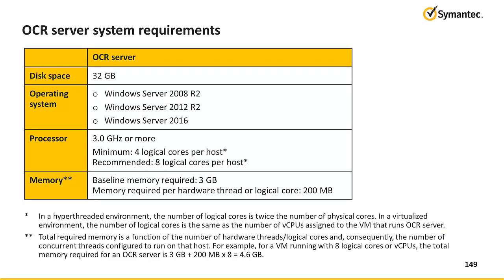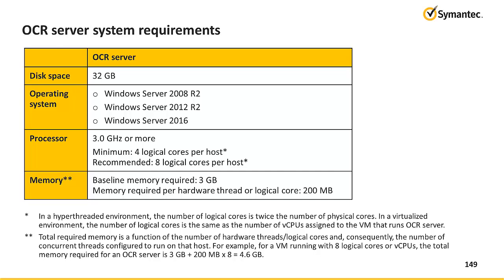OCR servers, whether they are virtual or physical, should not run other applications. In other words, they should be dedicated just to OCR. Additionally, OCR servers have different hardware, operating system, and server settings requirements than the Enforce server and detection servers. This table shows a summary of OCR server system requirements. Note that in a hyper-threaded environment, the number of logical cores is twice the number of physical cores. In a virtualized environment, the number of logical cores is the same as the number of vCPUs assigned to the VM that runs the OCR server.